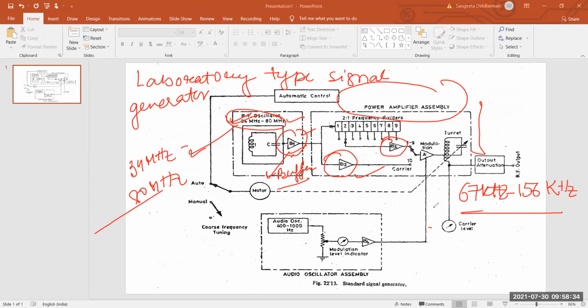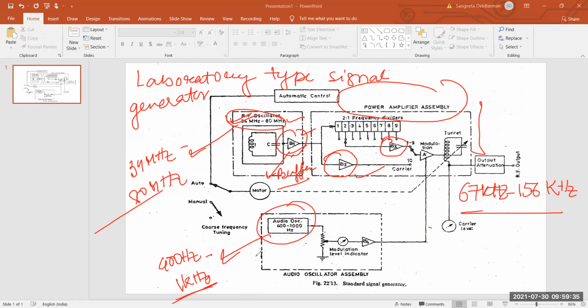Now the master oscillator, which I told you about, has both automatic and manual controllers. With the help of these controls, automatic tuning actually happens, and the modulation is done at the power amplifier stage here. For modulation, two internally generated signals are used, which have a frequency of 400 hertz to 1000 hertz, or I can say 400 hertz to 1 kilohertz. These are my two internally generated signals. The modulation level is adjusted up to 95% with the help of the controlling device.